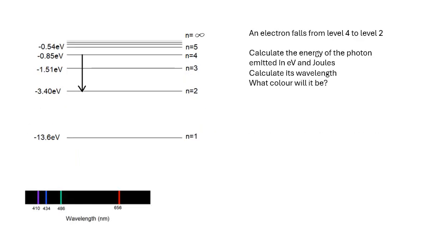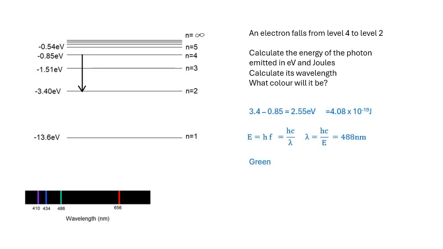Here's a question for you to do. Don't be lazy. Pen, paper, calculator. Get it done. An electron falls from level 4 to level 2. Calculate the energy of the photon emitted in electron volts and joules. Calculate its wavelength. What color will it be?